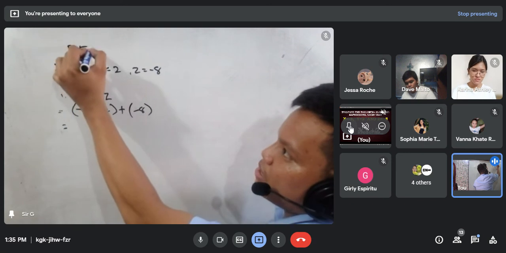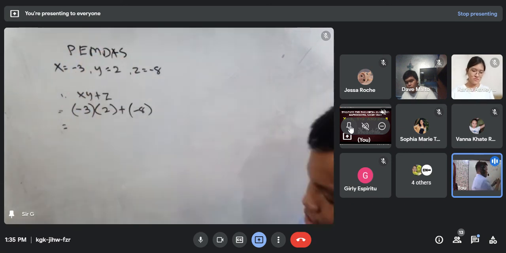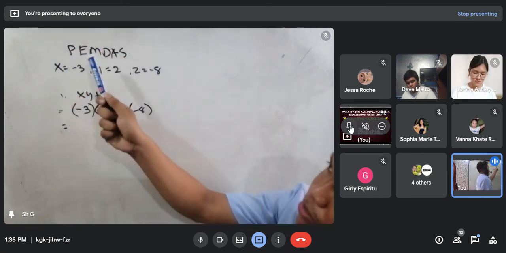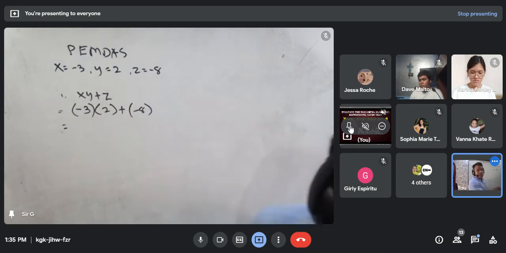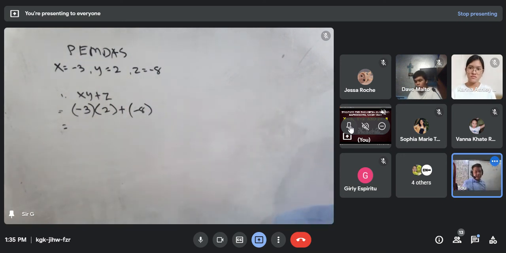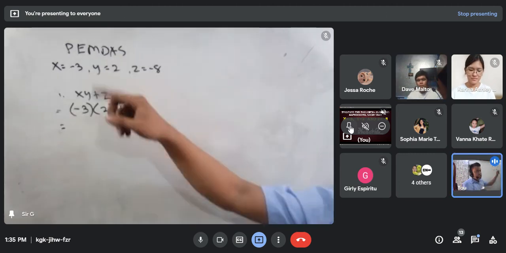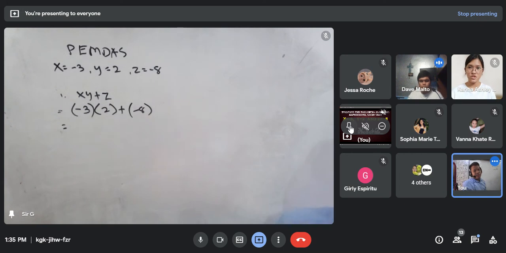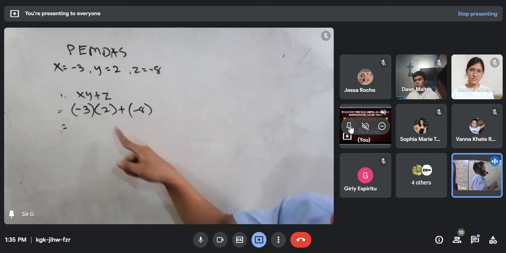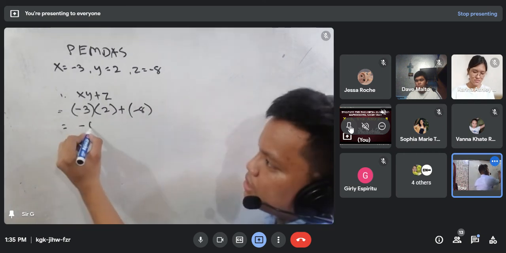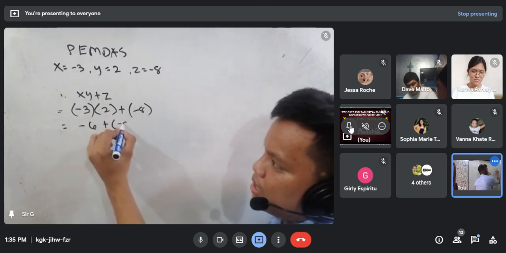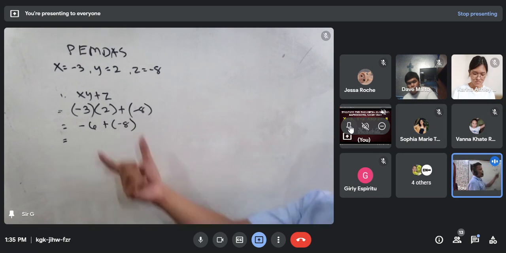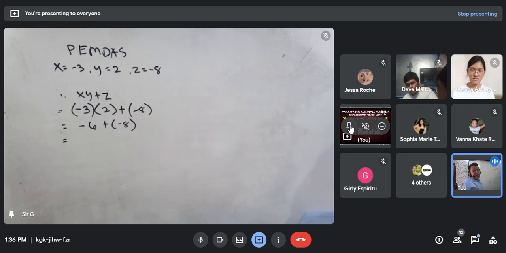Okay, so using pa rin yung PEMDAS. So, alalahanin niyo ang PEMDAS rule: parenthesis, exponent, multiplication, division, addition, subtraction. So, ano yung operation na meron tayo dito? Meron tayong addition and multiplication. So, anong nauna? Multiplication or addition? Mag-multiply muna tayo. Pero pwede kayong gumamit ng calculator, ha? Negative 3 times 2 is equal to negative 6 plus negative 8. So, yan, integers with like sign. So, negative 6 plus negative 8.